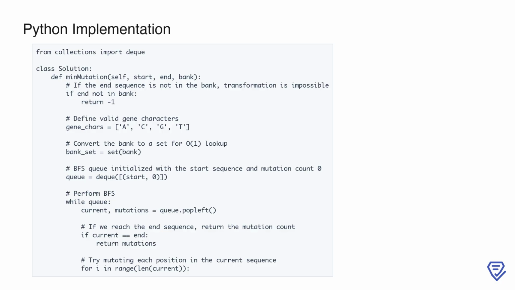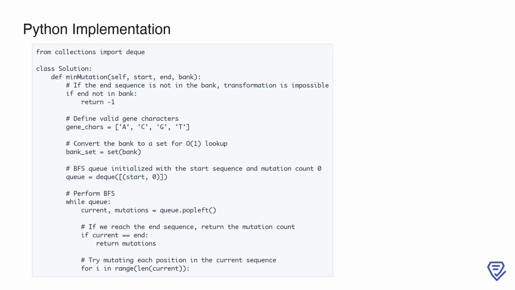To solve the minimum genetic mutation problem, we start by importing the deque class from the collections module, as we'll use a breadth-first search approach. First, we define our function minMutation, which takes 3 arguments: start, the initial gene sequence, end, the target gene sequence, and bank, a list of valid gene sequences. The first thing we check is whether the end sequence exists in the bank.